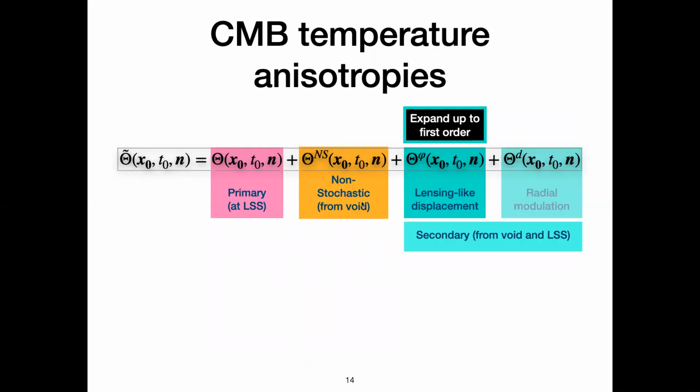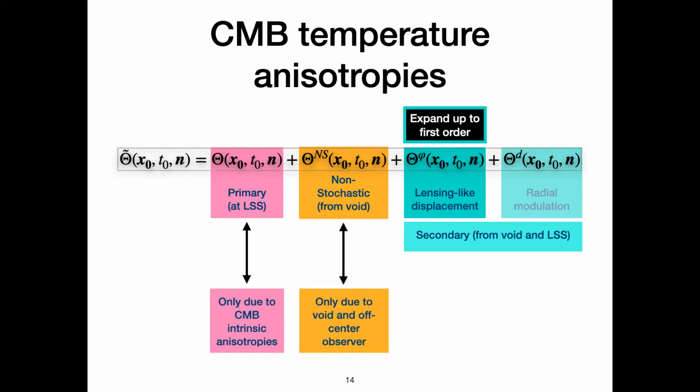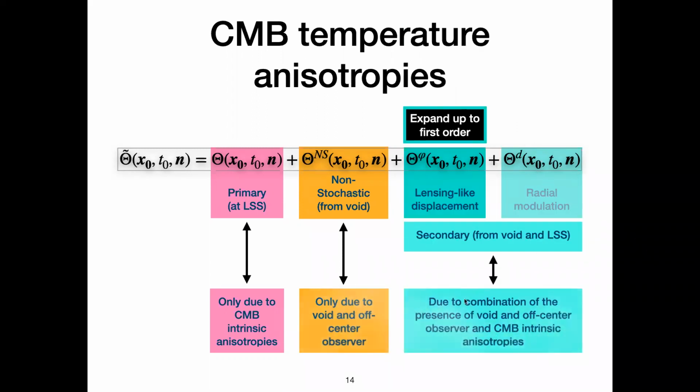So this second term only accounts for the bending of the trajectories due to the presence of the void and the off-center position of the observer inside the void. The rest of the two terms are the secondary terms, which appear when expanded in the first order of lensing and radial modulation. These terms are due to the combination of the first two terms.